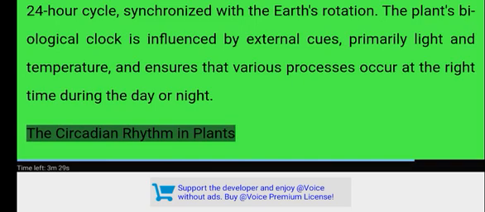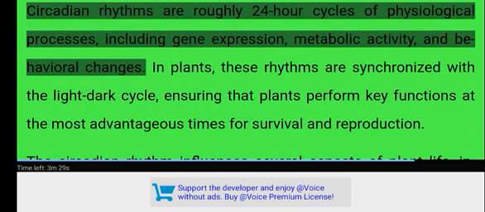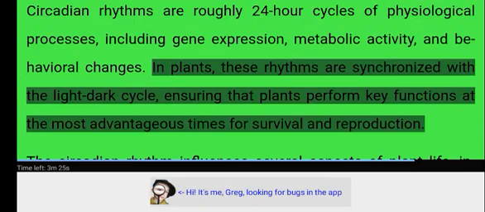The circadian rhythm in plants. Circadian rhythms are roughly 24-hour cycles of physiological processes, including gene expression, metabolic activity, and behavioral changes. In plants, these rhythms are synchronized with the light-dark cycle, ensuring that plants perform key functions at the most advantageous times for survival and reproduction.